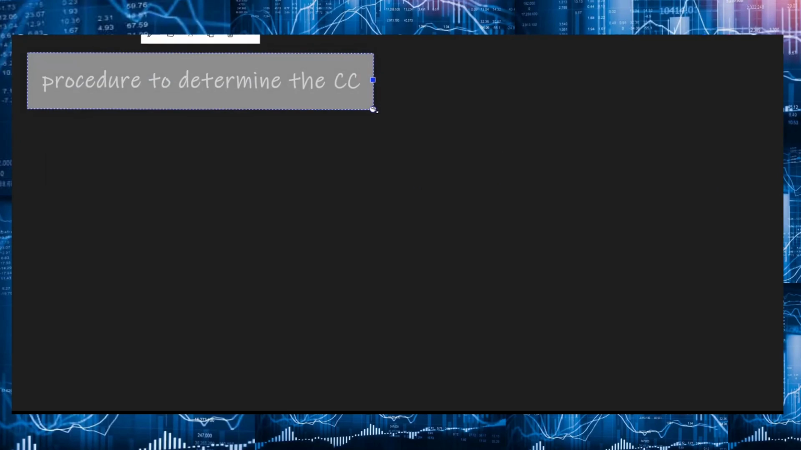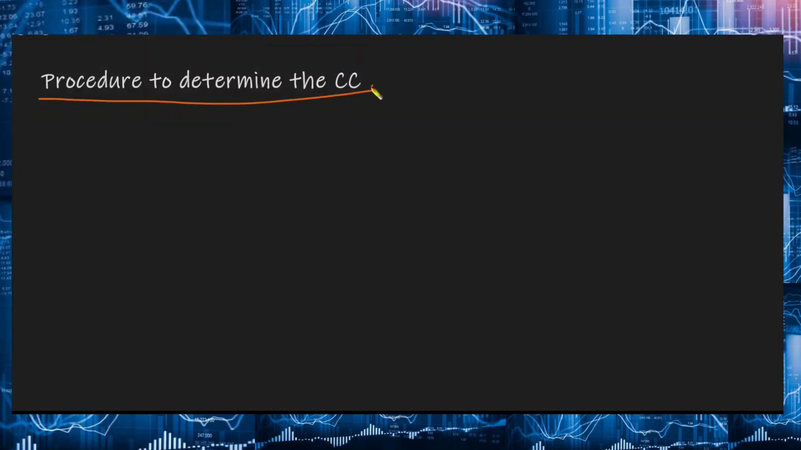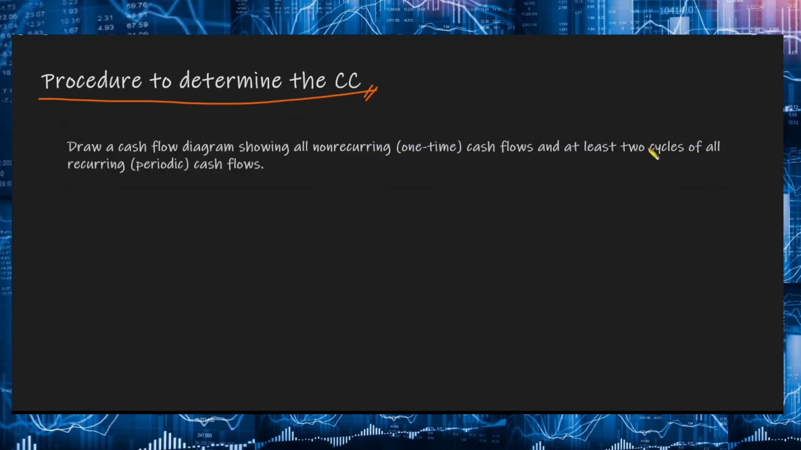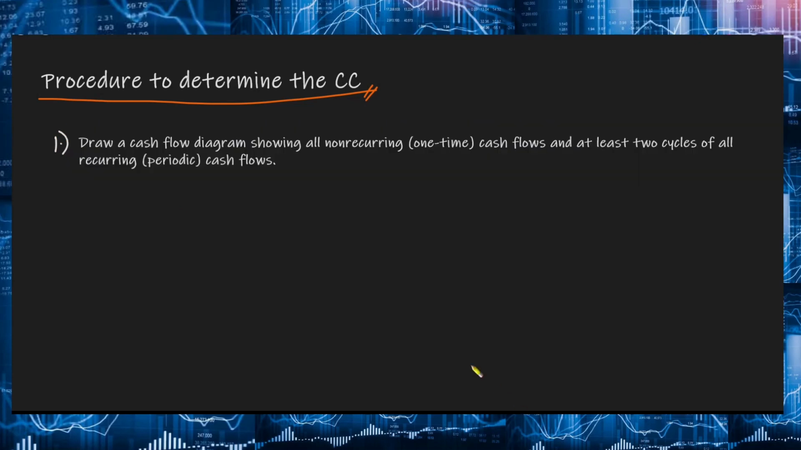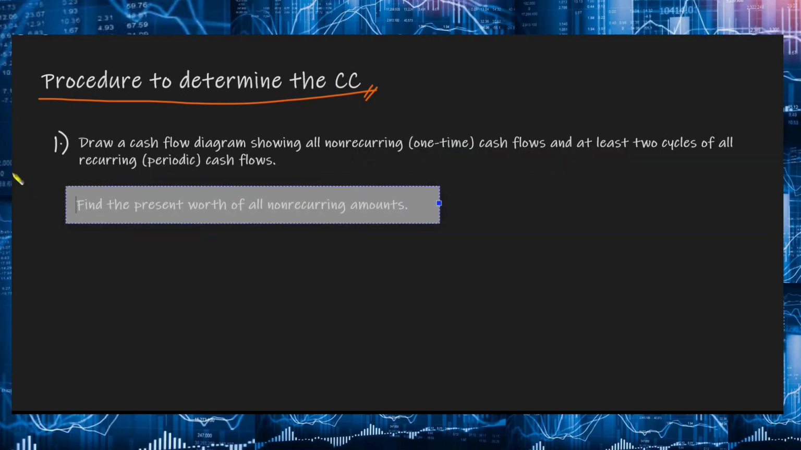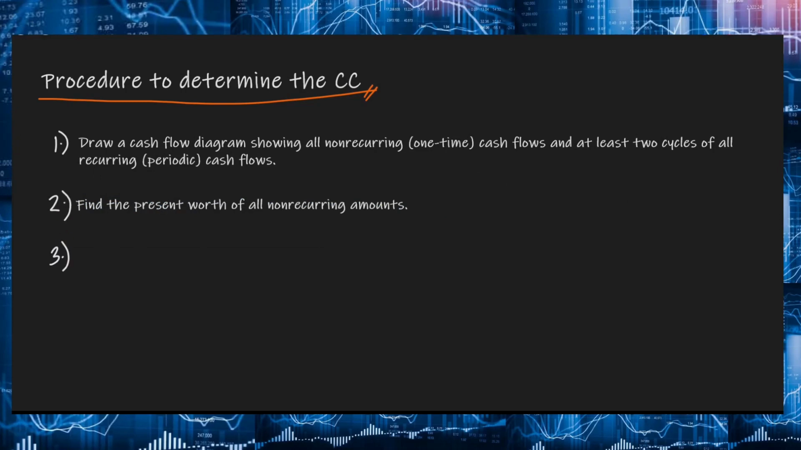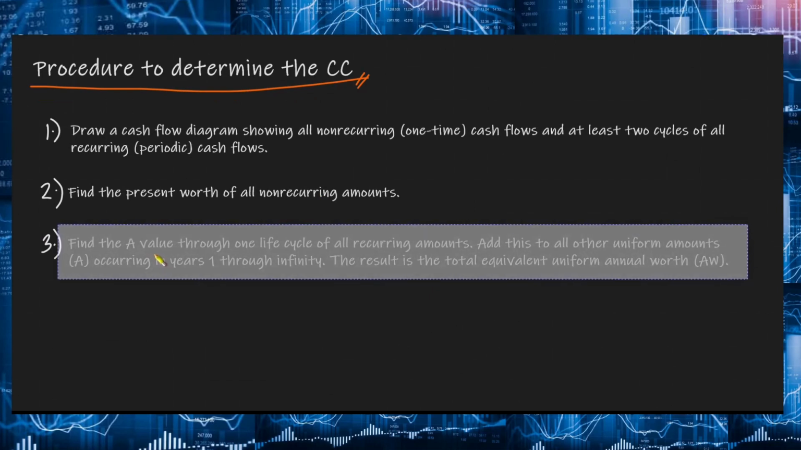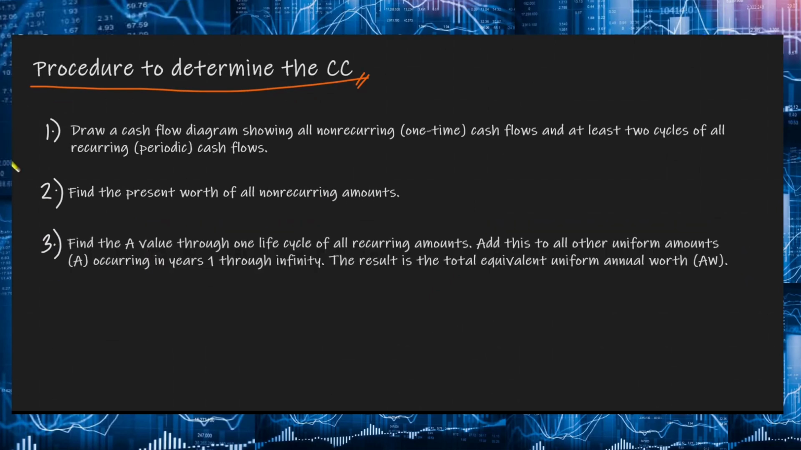Okay? So yung procedure natin to determine the capitalized cost for an infinite sequence of cash flows is as follows. First, draw the cash flow diagram showing all non-recurring or yung one-time cash flows and at least 2 cycles of all recurring or periodic cash flows. Next, find the present worth of all non-recurring amounts. So non-recurring cash flows, no? So yung mga one-time payment lang, mga ganon. Next, find the A value through one life cycle of all recurring amounts. And then, add this to all other uniform amounts A occurring in years 1 through infinity. So itong result na to, this is the total equivalent uniform annual worth.